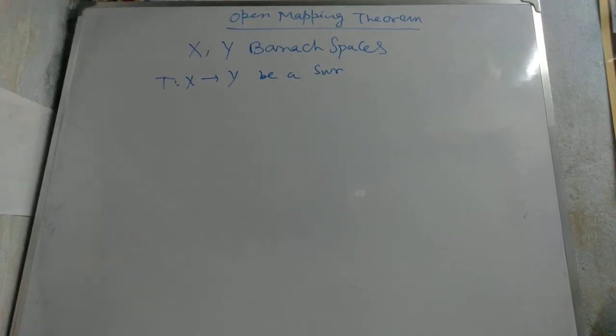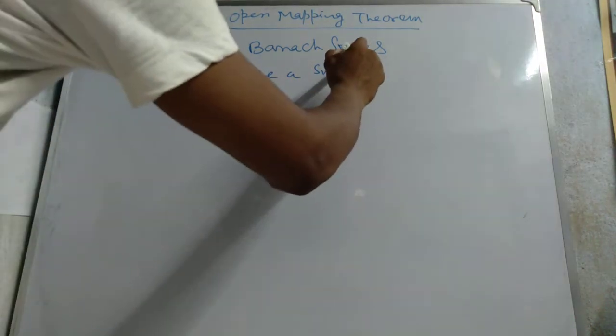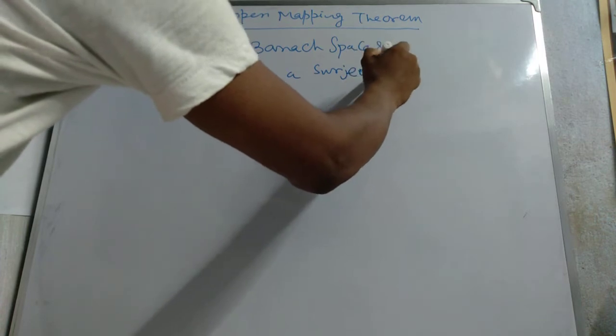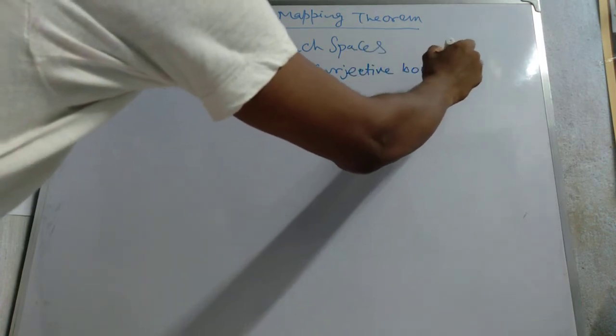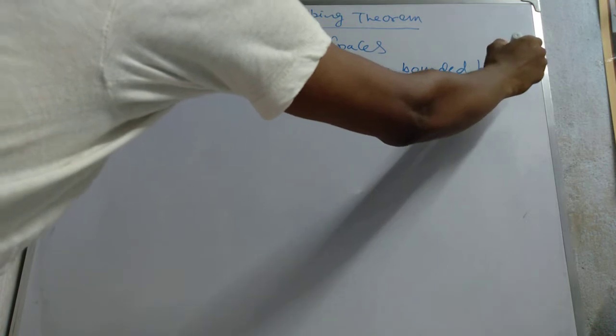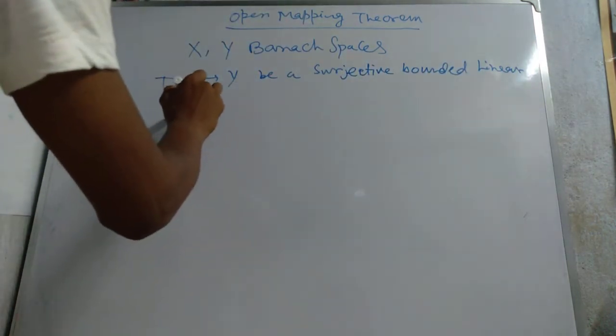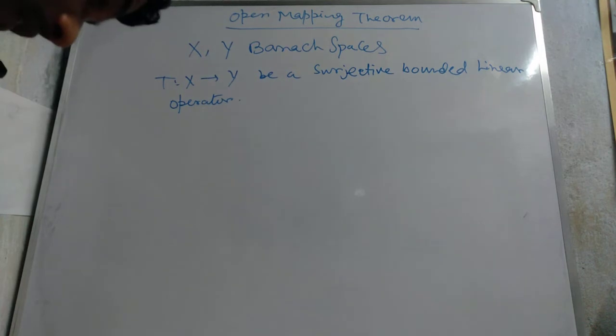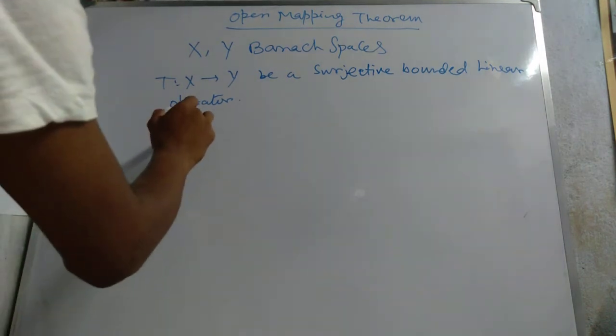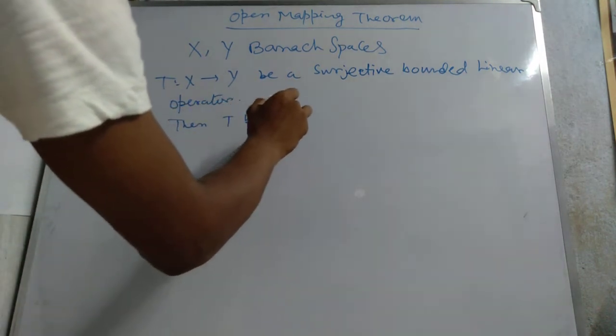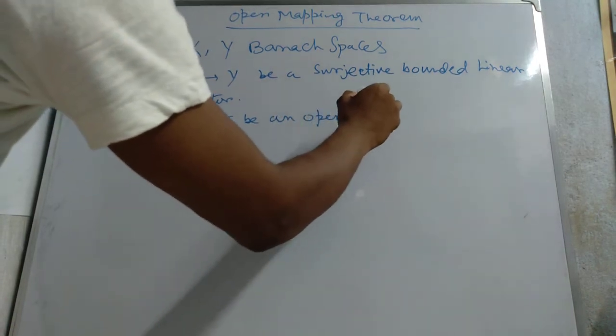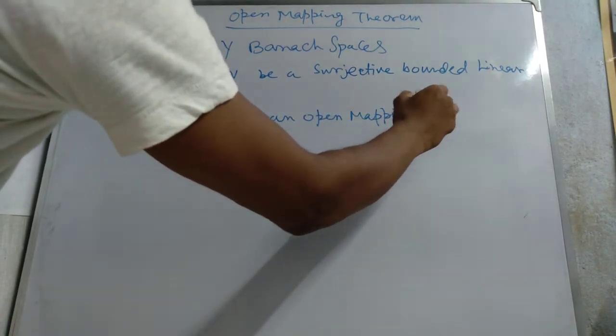Today we discuss the open mapping theorem. Let X and Y be Banach spaces and T: X → Y be a surjective bounded linear operator. Then T is an open mapping. We have to prove that.